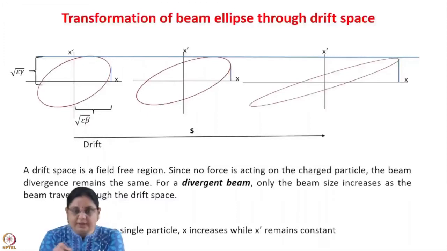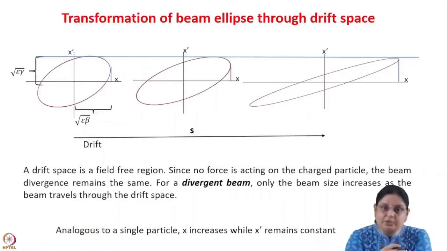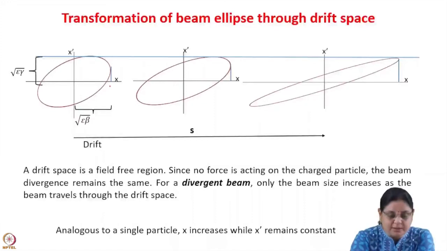So in this way we can find out the transformation of the ellipse as a whole along various elements. For example, let's just see in a drift space. We know that in a drift space there is no external force acting on the beam. So only the beam size will increase, the beam divergence will not increase, as we have seen in the case of the single particle transformation in phase space. So here again we are talking of phase space or trace space.